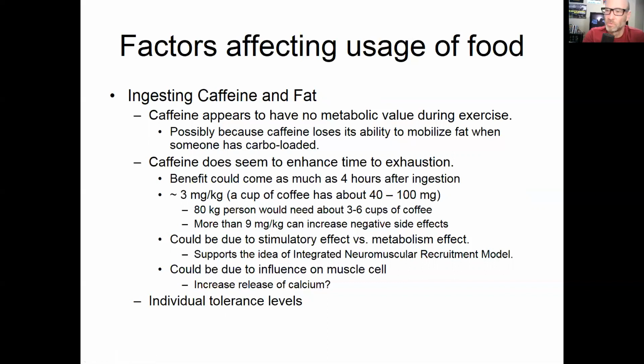How do you do that? You use it during training. You see how you respond to it. You try different amounts. The fuels that athletes use are usually labeled with the amount of caffeine that's in them. So it's just a lot of experimentation.